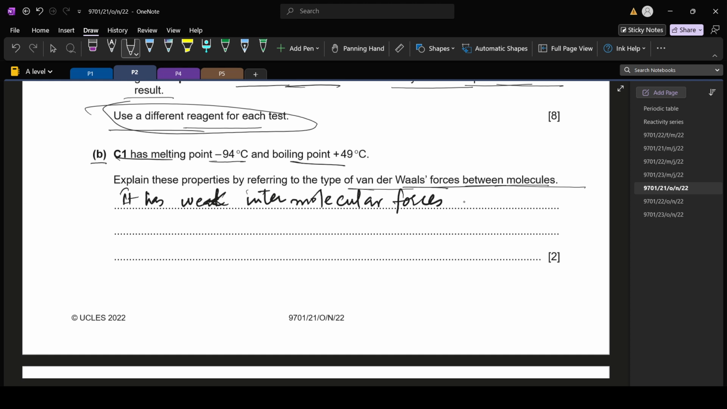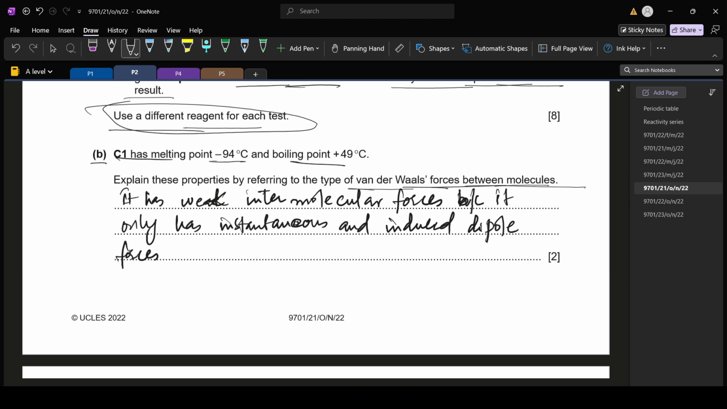Because it only has instantaneous or induced dipoles, sorry, instantaneous induced dipole forces. So this is your answer.